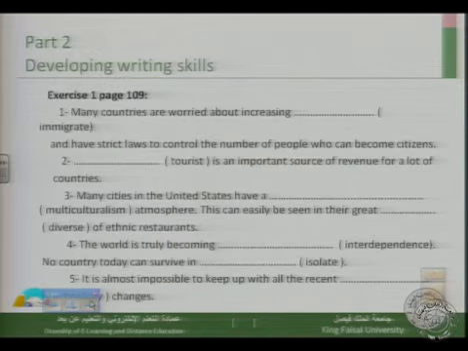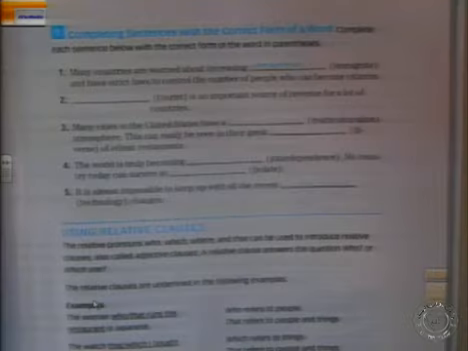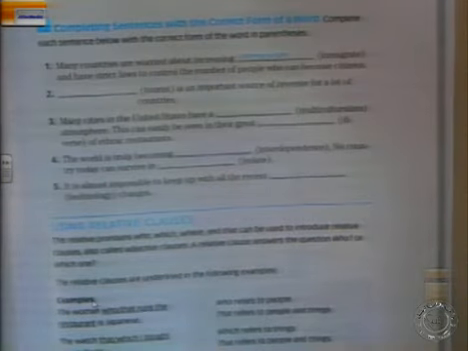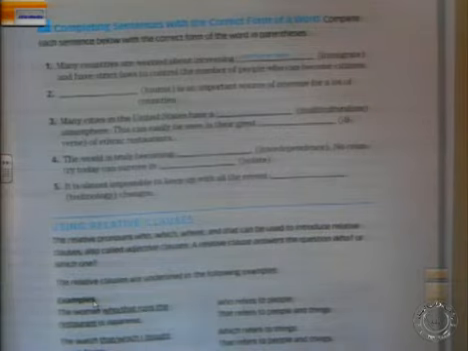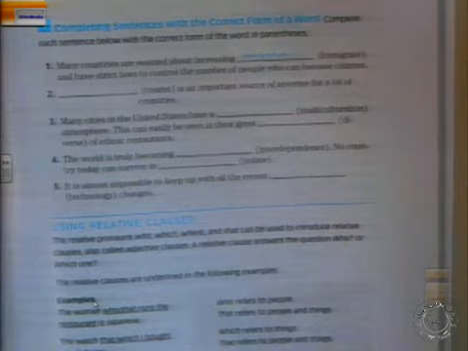We move on to an exercise. The exercise is in your book on page 109. So open your book on page 109. The exercise says, completing sentences with the correct form of a word. Complete each sentence below with the correct form of the words in parentheses. The first one is done for you.